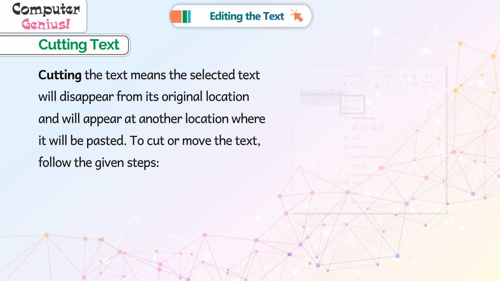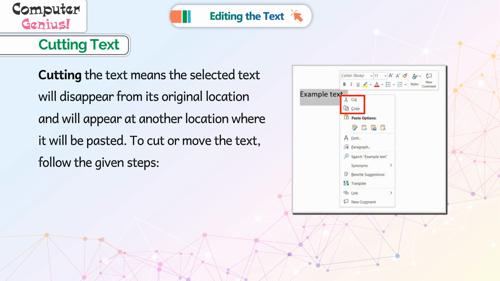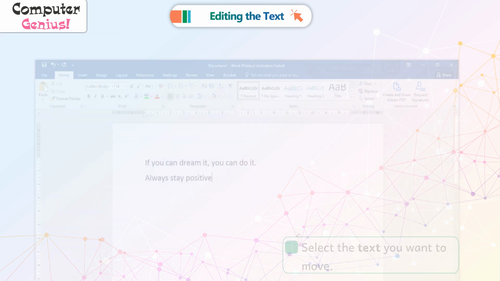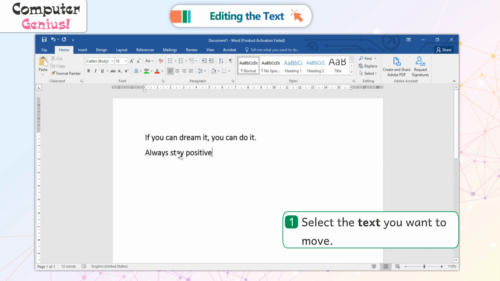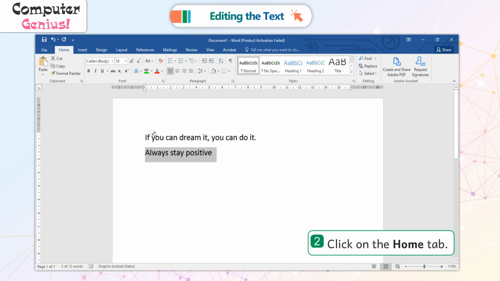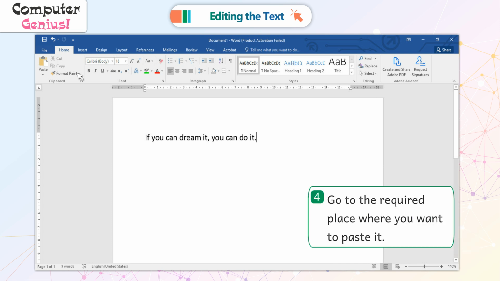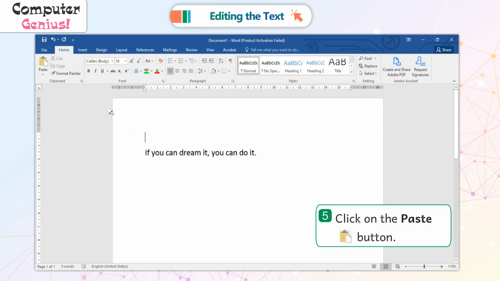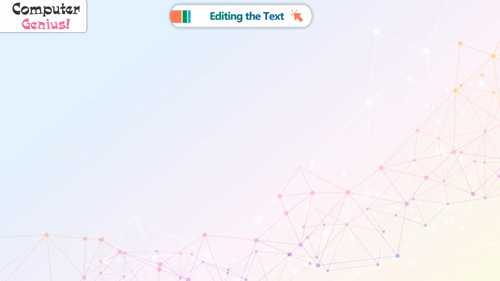Cutting text. Cutting the text means the selected text will disappear from its original location and will appear at another location where it will be pasted. To cut or move the text, follow the given steps. 1. Select the text you want to move. 2. Click on the Home tab. 3. Click on the Cut button. 4. Go to the required place where you want to paste it. 5. Click on the Paste button.